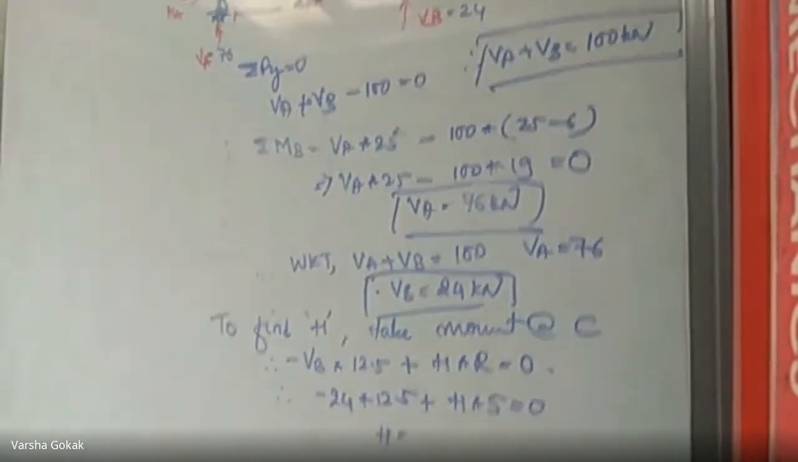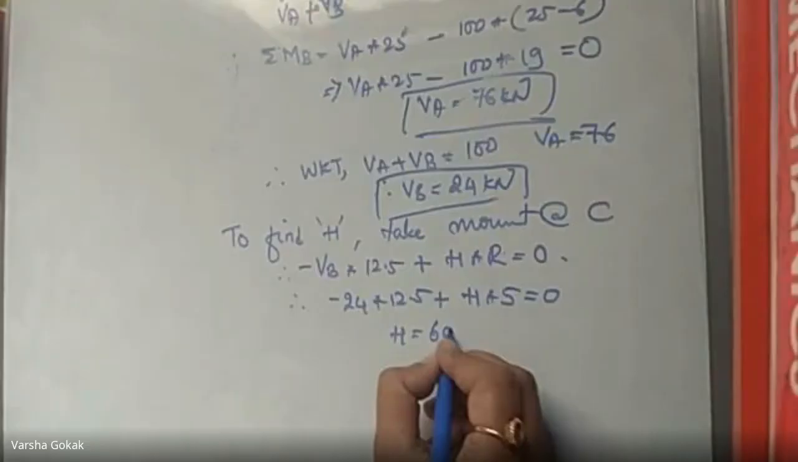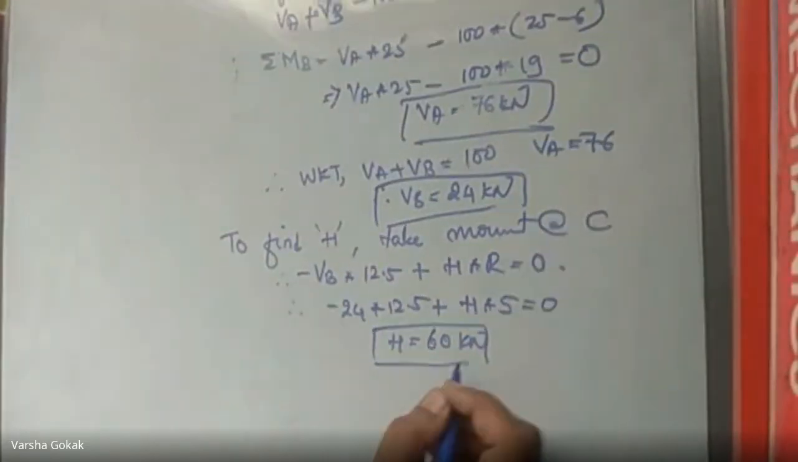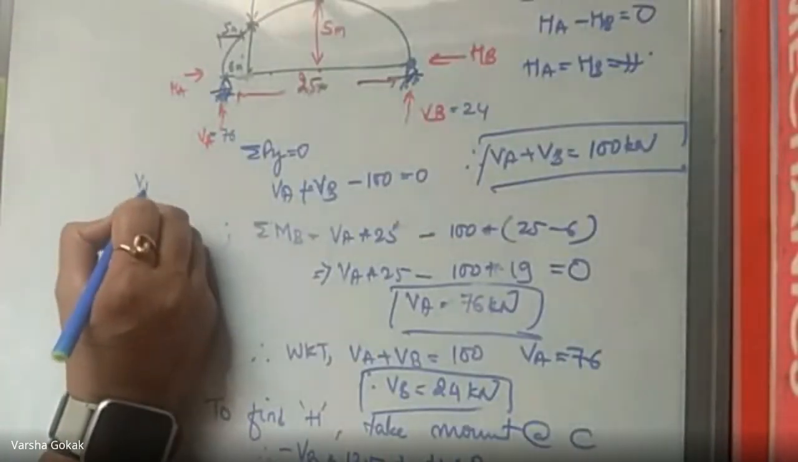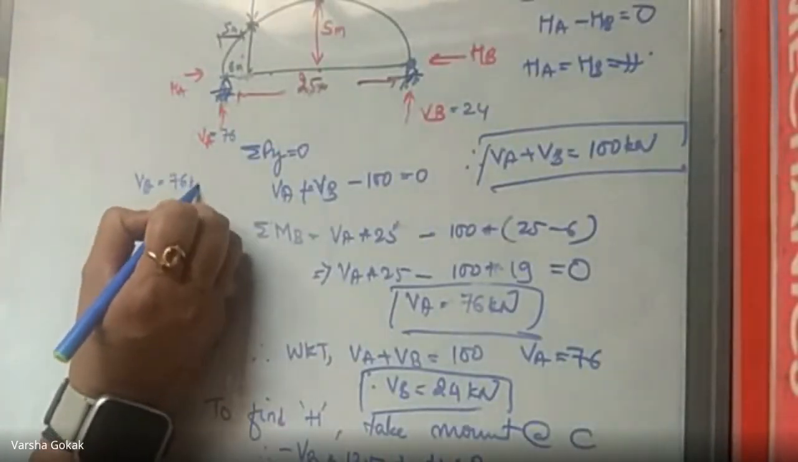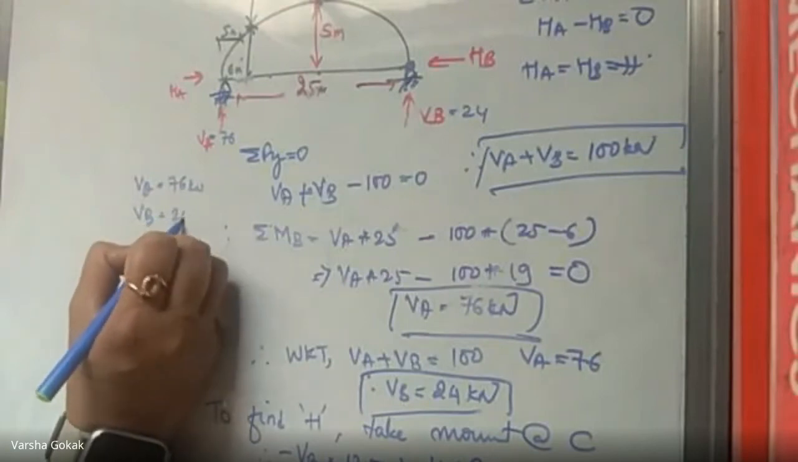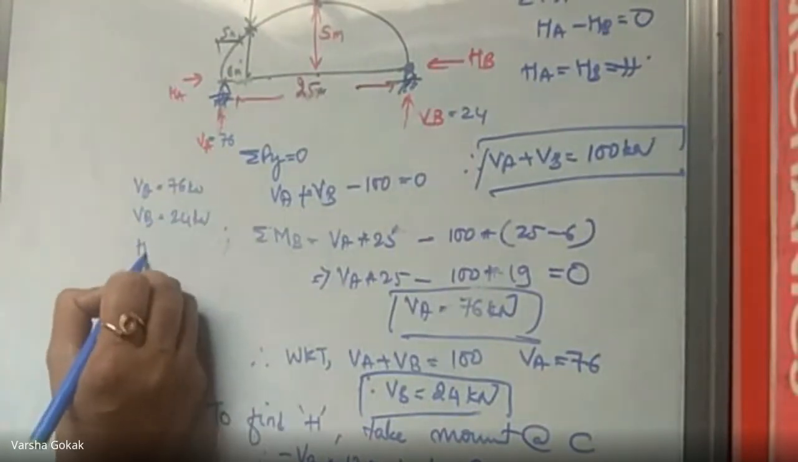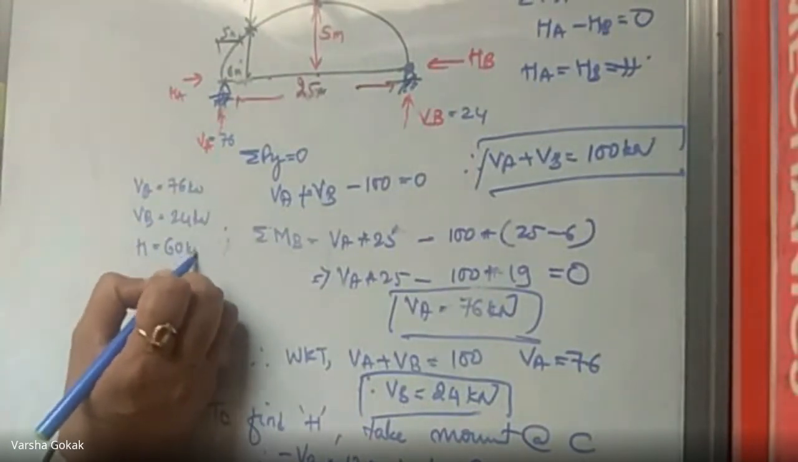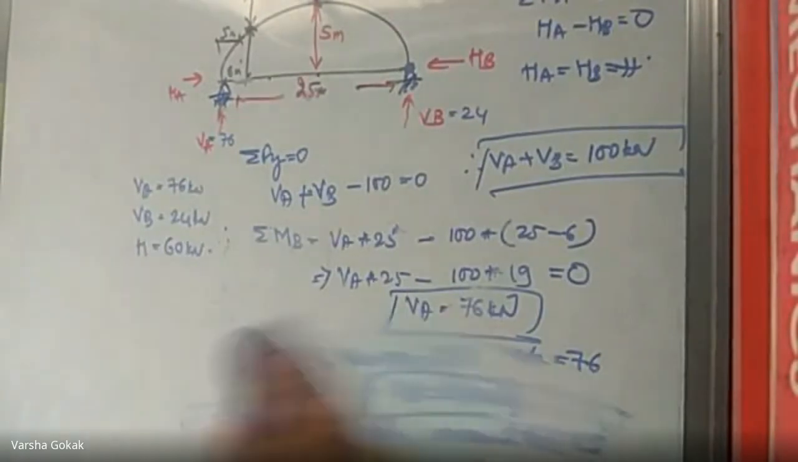What is the value of H, please? 60. You're getting 60 kilonewtons, right? So your reactions: VA is 76 kilonewton, VB you got 24 kilonewton, and H you're getting 60 kilonewtons. Any doubt with this?